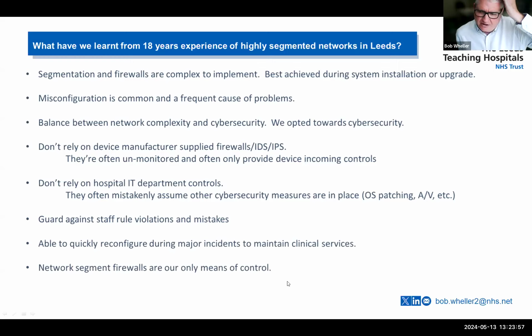This is my final point, and my final point really is from where I'm sat and the work that we've done. The only control that we really have over some of these devices and the way that they communicate with the outside world is these network firewalls. It's certainly our biggest form of defense here at Leeds.